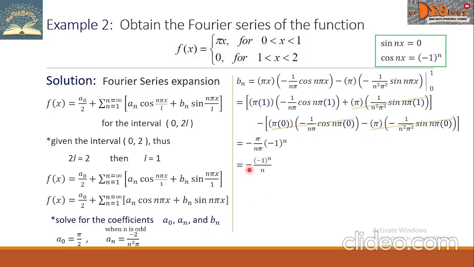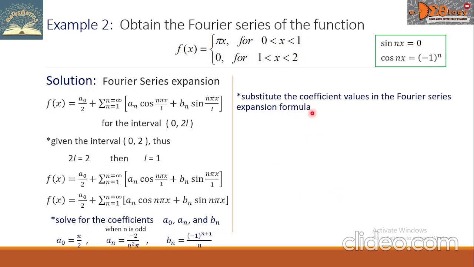Take note that the negative sign here can be written as negative 1, which means we can combine this negative 1 and this negative 1 that is raised to power n. And that becomes negative 1 raised to n plus 1. This is the value of our b sub n. Let us copy it down here.